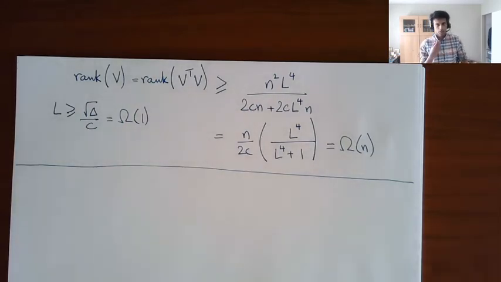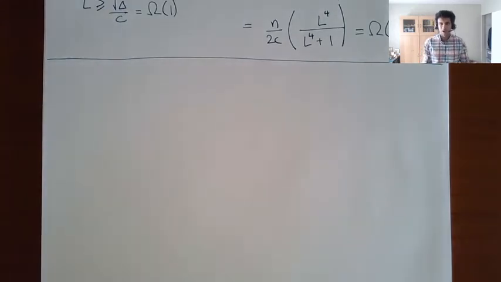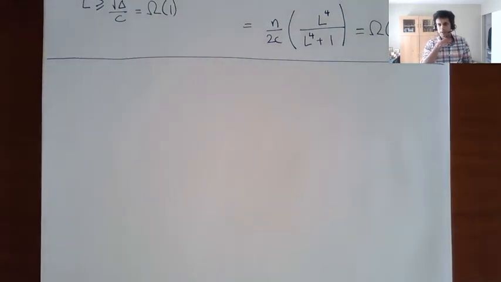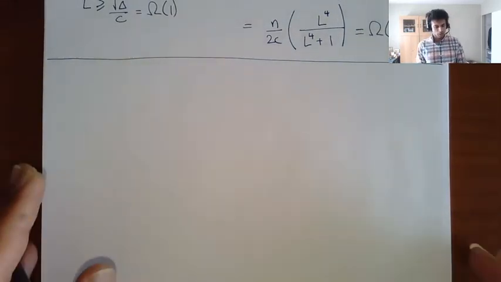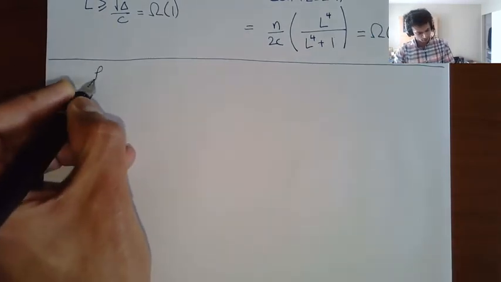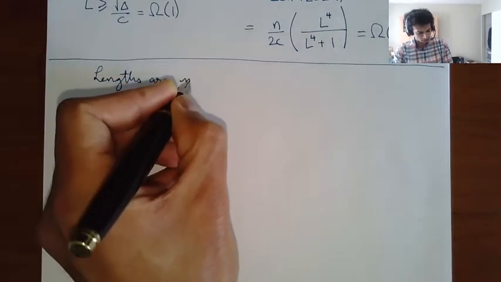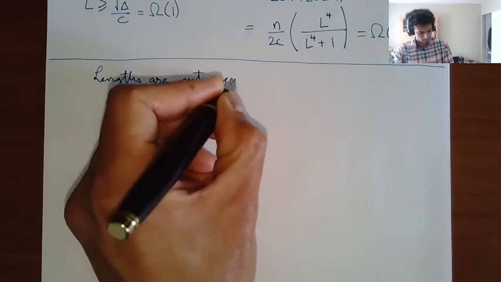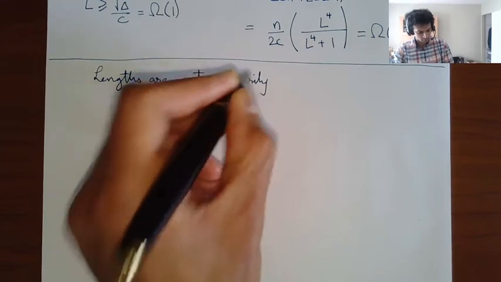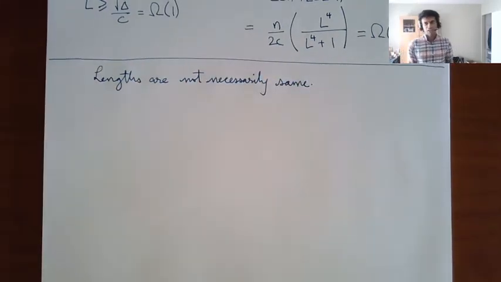Okay, so now let me show you how to do it for the general lengths. I will still stick with non-negative vectors. With negative vectors, there are some additional complications, and if I have a few minutes left, I can tell you about how those are dealt with. So now let's say that the lengths are not necessarily the same. So the idea is to use binning.